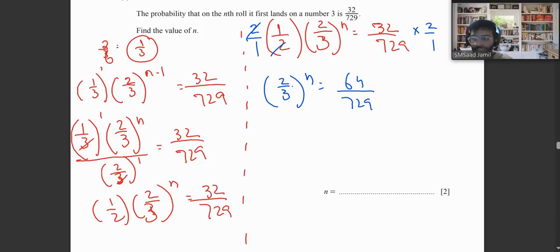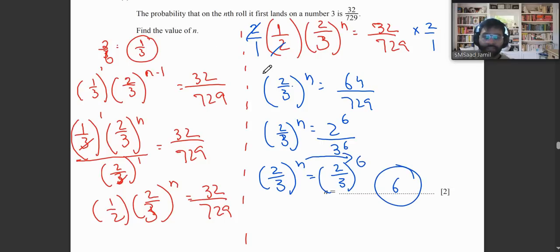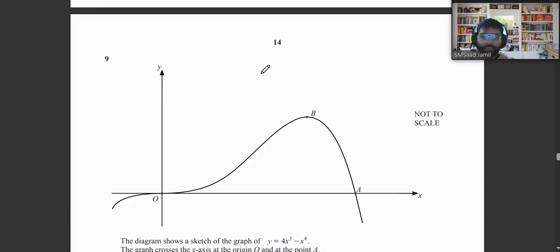Okay, now what you guys will do? You will write 2 upon 3 raised to power n is equal to 2 raised to power 6 upon 3 raised to power 6. So this becomes 2 upon 3 raised to power n, and this also becomes 2 upon 3 raised to power 6. So the value of n is 6. That's how we find the value of n. Moving on to the next question.